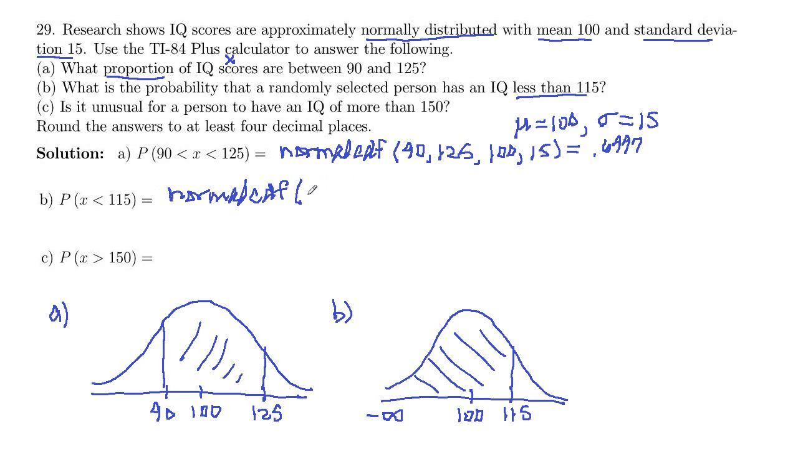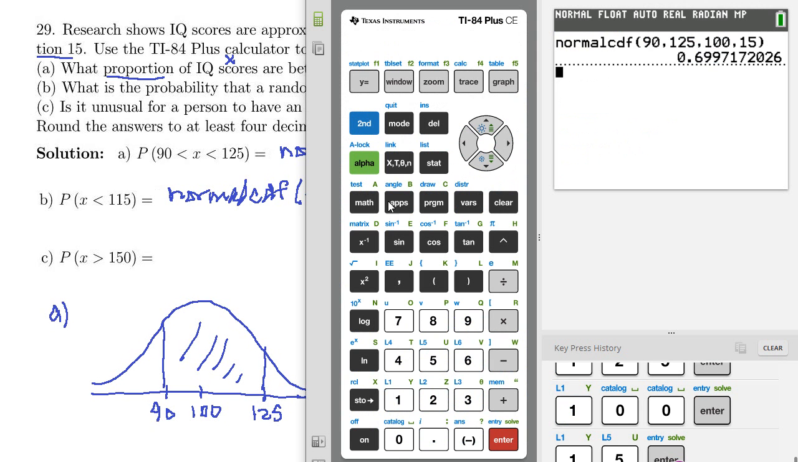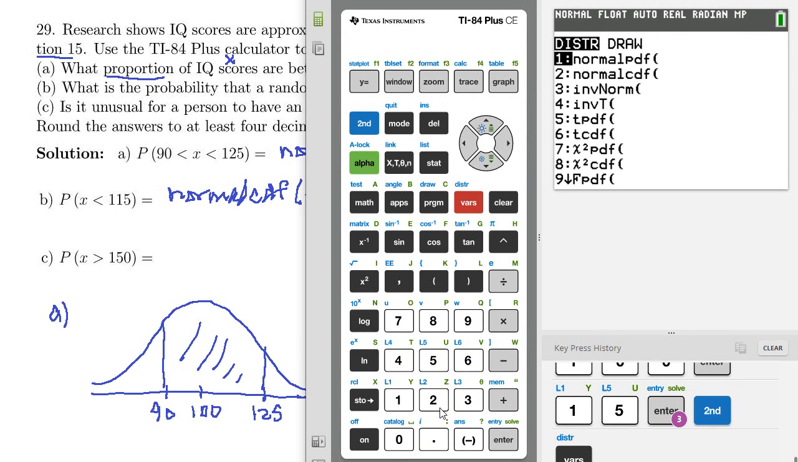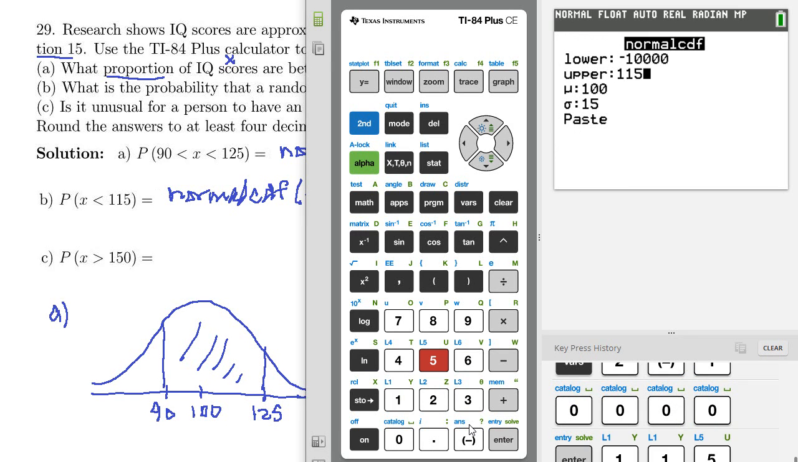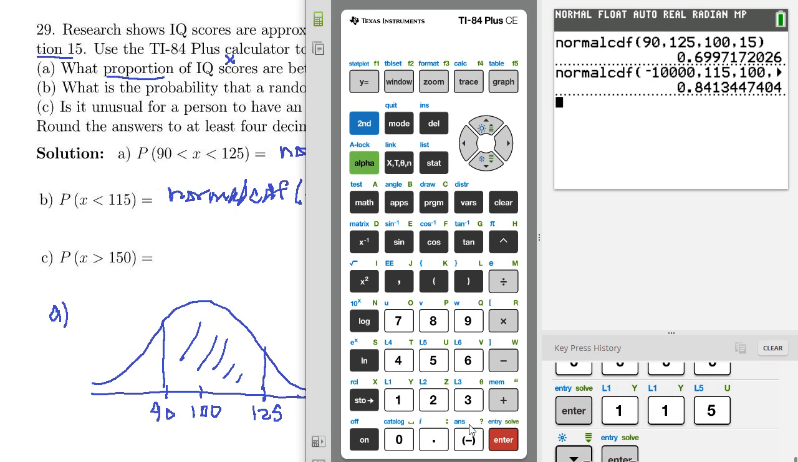And for negative infinity, let's use negative 10,000. And then up to 115 is our upper bound, 100 for our mean, and 15 for standard deviation. Let's enter that guy in. So second variables, normal CDF is 2, lower bound, negative 10,000. And upper bound 115, and mean and standard deviation the same, 0.8413.